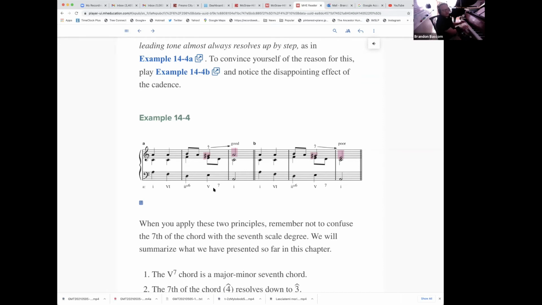Ti went to Do. All is good and right in the world. So, resolve your leading tone appropriately.